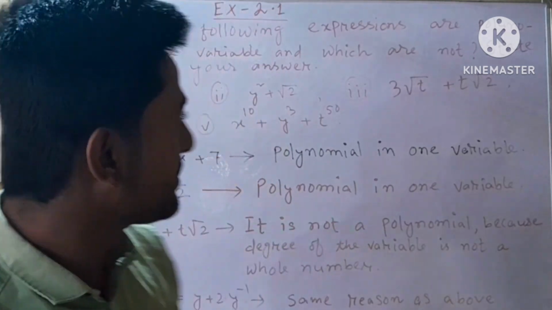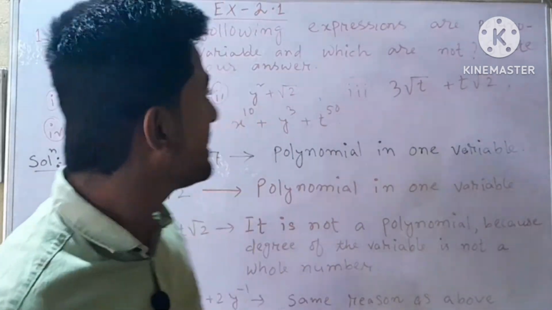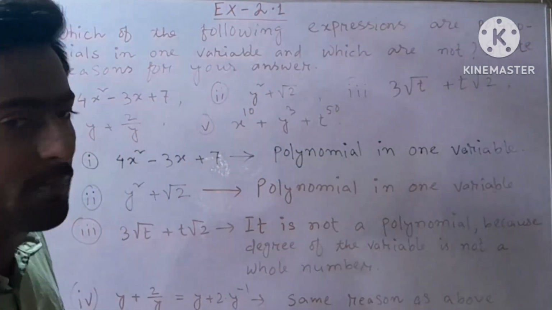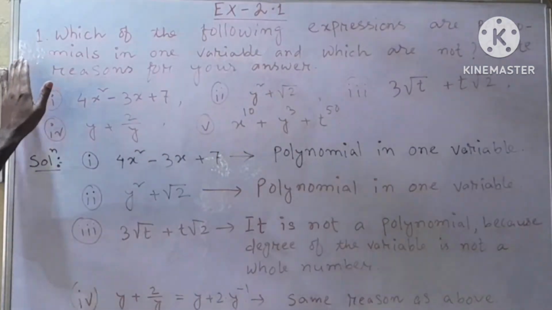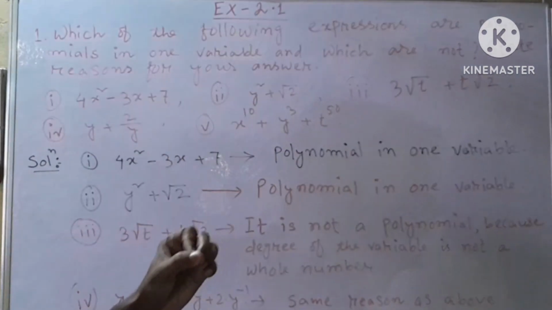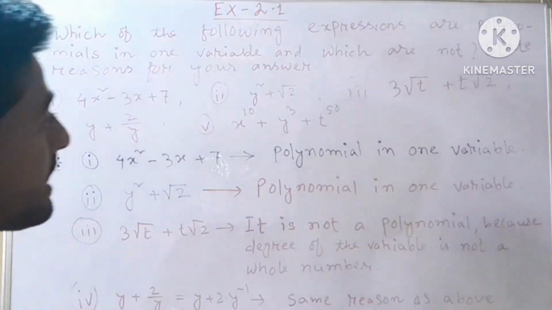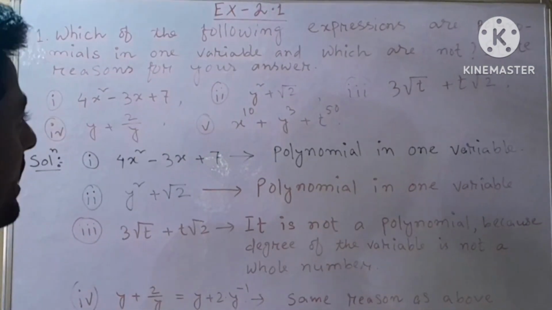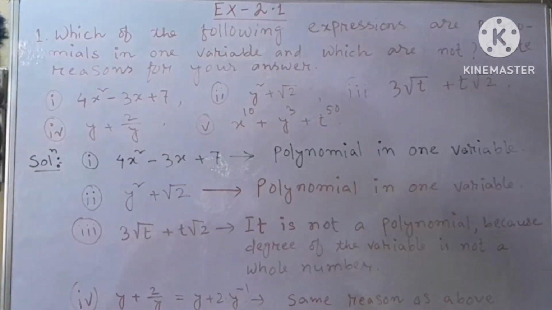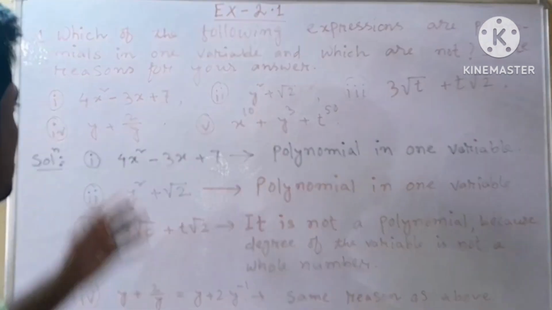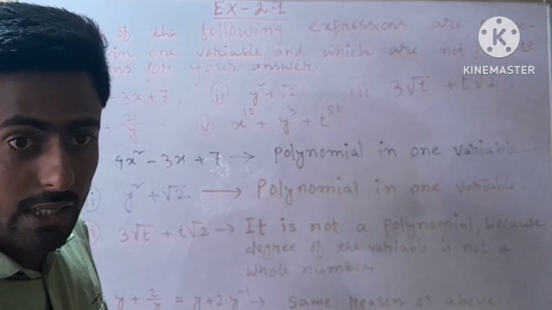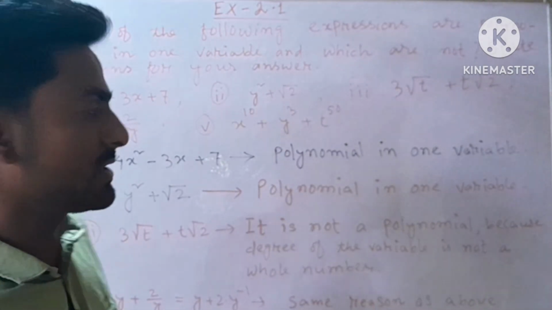Students, today we are going to start mathematics 9th standard exercise number 2.1. Here we are going to solve some questions. So question number 1 says that which of the following expressions are polynomials in one variable and which are not? State reasons for your answer. So here some polynomials are given. So we have to find which of these polynomials are in one variable and which are not, and we have to give the reason for our answers.